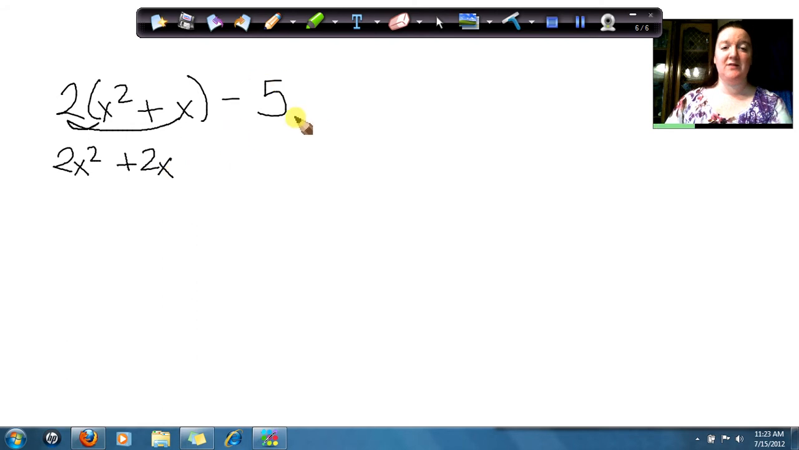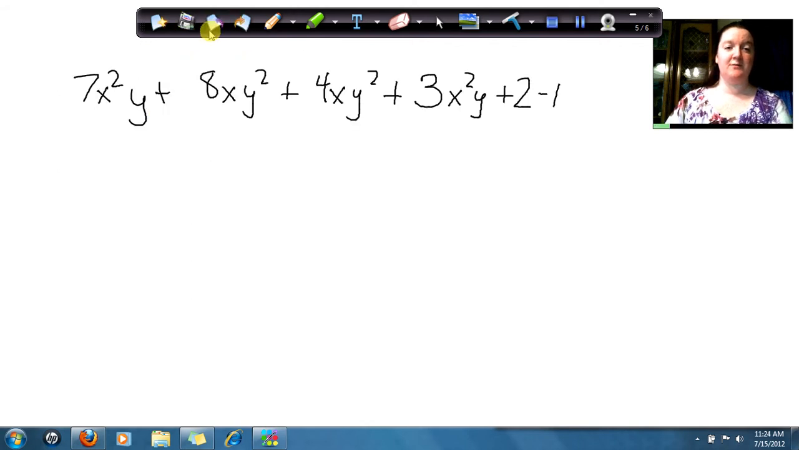Now this minus 5 that is at the end, nothing's happening to that because it's not inside the set of parentheses. So I'm simply going to drag it along, minus 5. Now I can't combine these terms because this has an x squared, this has an x, and that has nothing. So this is our answer, simplified using the distributive property. Let's look at another example.